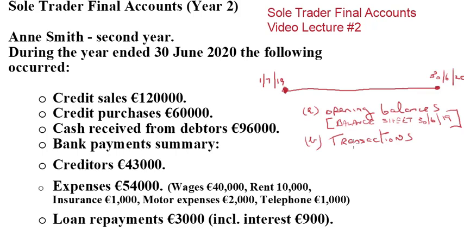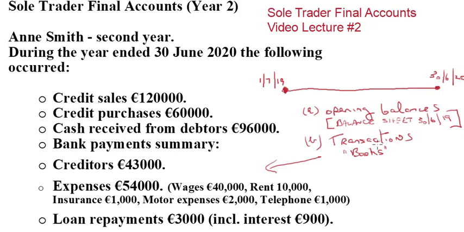And in relation to the transactions, in this case we're not looking at individual transactions, we're looking at a summary of the transactions that occurred during the year. And where we find that information is in the books of the business. So what we have over here is essentially a summary of the books of the business. Let's have a look at what those transactions were, and then we'll go back and try and find out what the opening balances were, and see how we do that.